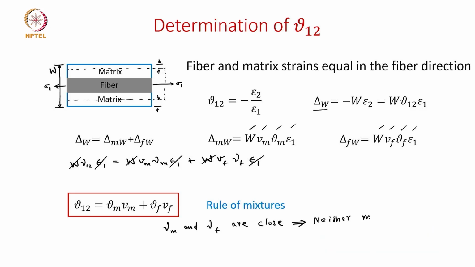neither matrix dominated nor fiber dominated, because this is very different from E1 and E2. In E1 and E2, we said one of it is fiber dominated, the other is matrix dominated. Whereas when we come to the Poisson ratio, since there is no big change in these individual constituent properties, we said it is neutral. So since it is this, we call it neutral.